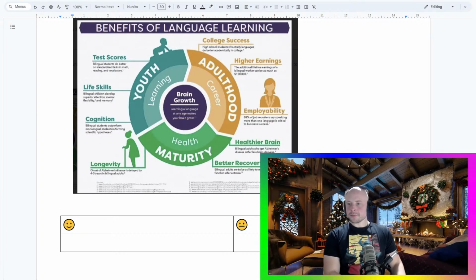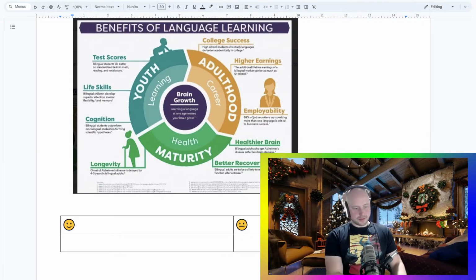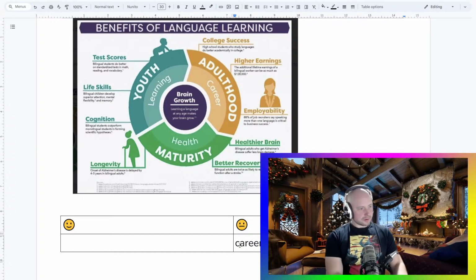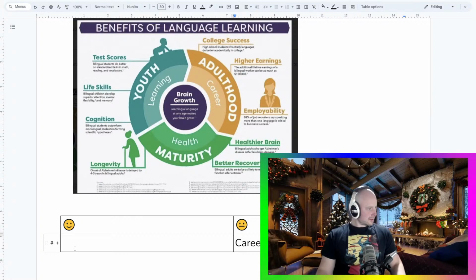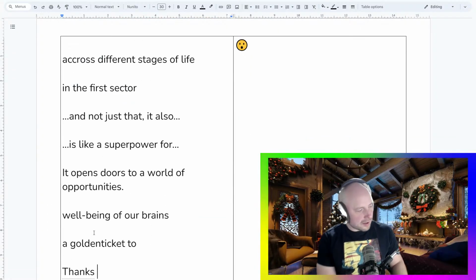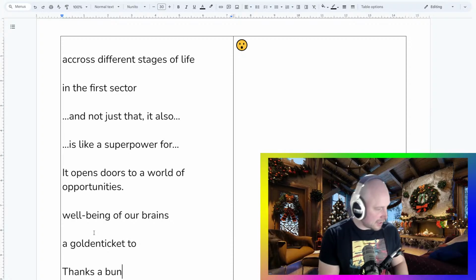It makes you smart when you are young, gives you a golden ticket to all the opportunities in academic and career fields, and keeps you healthy and happy when you are really, really old. Cool, right? Thanks a bunch for listening and enjoy your language learning journey. All right, thank you very much for that, Anawat.